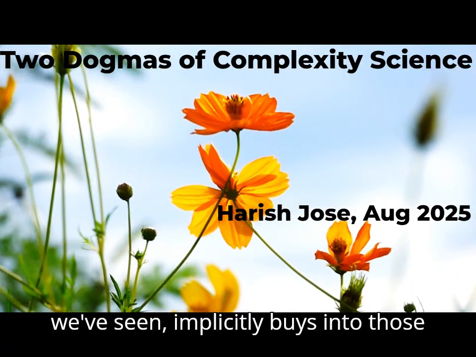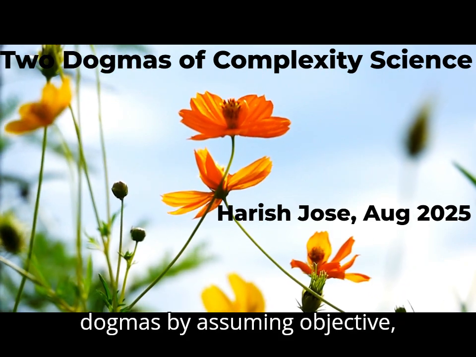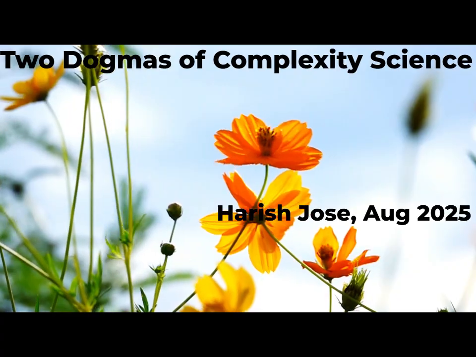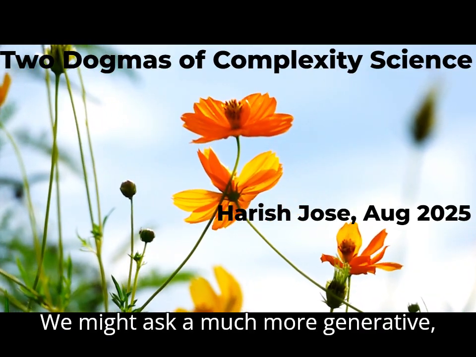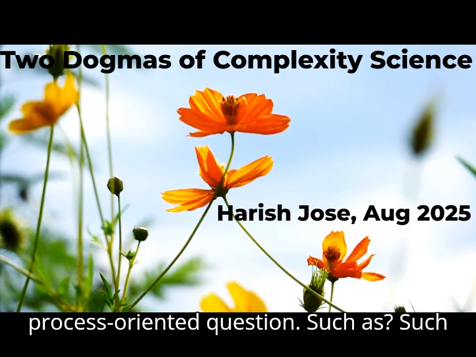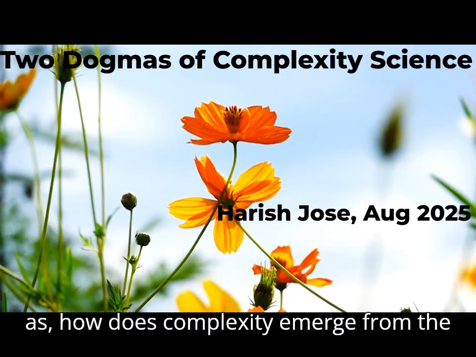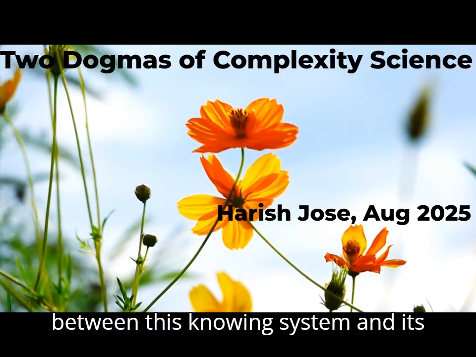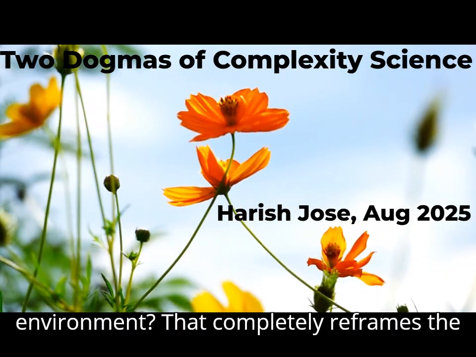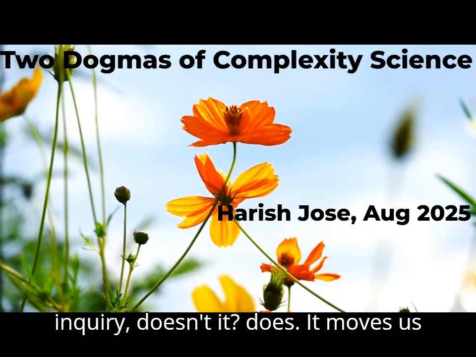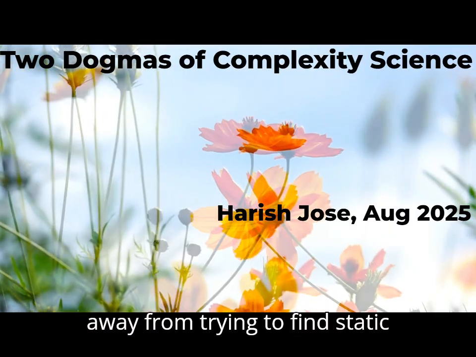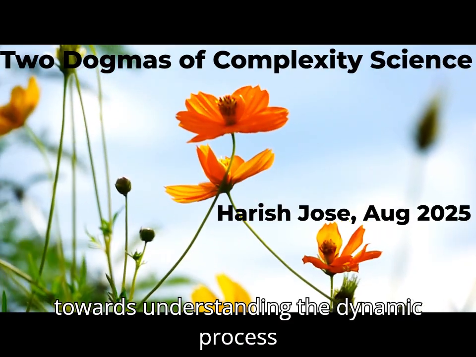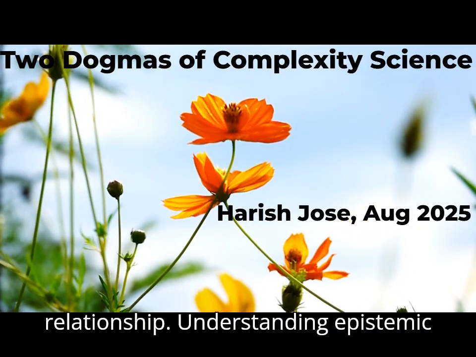Which, as we've seen, implicitly buys into those dogmas by assuming objective, measurable complexity out there, we might ask a much more generative, process-oriented question. Such as? Such as, how does complexity emerge from the recursive interaction, the coupling, between this knowing system and its environment? That completely reframes the inquiry, doesn't it? It does. It moves us away from trying to find static measurements and objective maps and towards understanding the dynamic process itself, towards understanding the relationship.